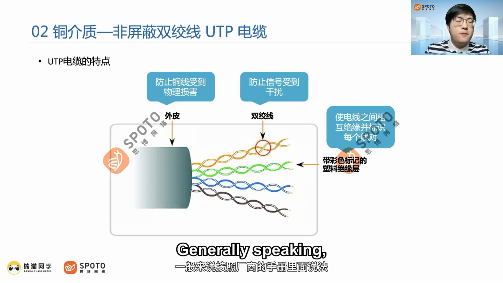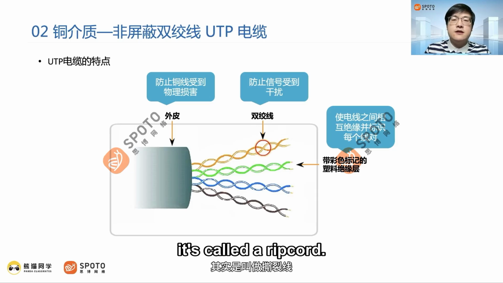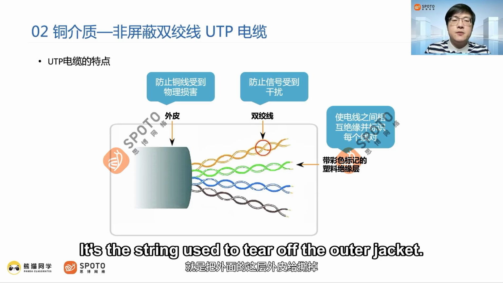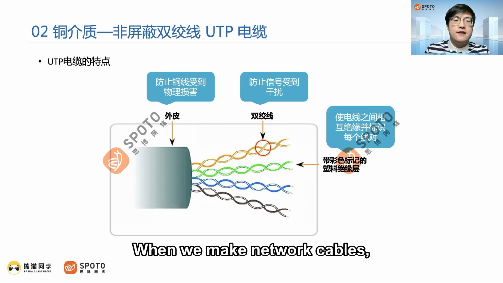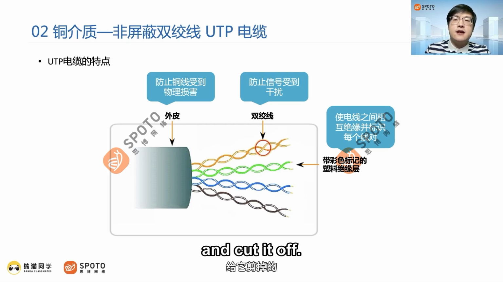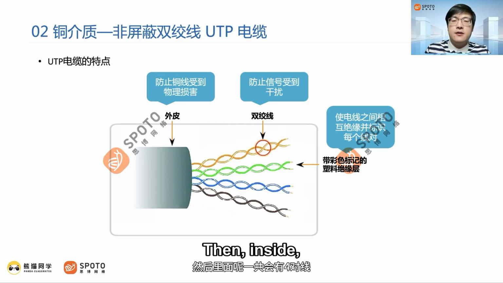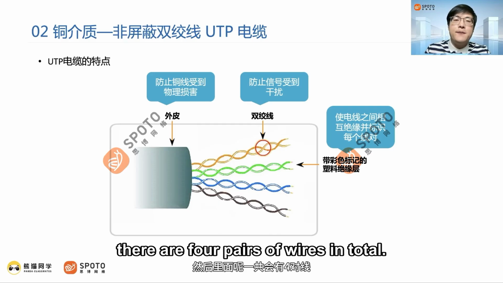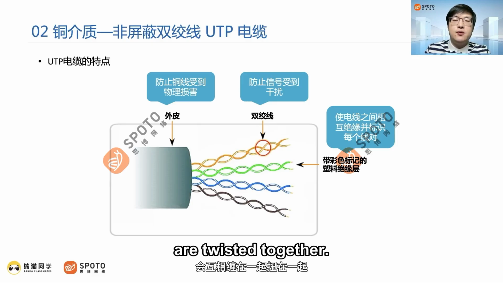Generally speaking, according to the manufacturer's manual, it's called a ripcord. It's the string used to tear off the outer jacket. A cotton string for ripping it open. When we make network cables, we need to take this white cotton string and cut off the exposed part. Then, inside, there are 4 pairs of wires in total. 8 wires, 4 pairs in total. Then every 2 wires are twisted together.